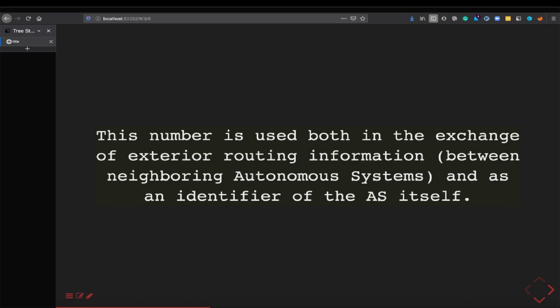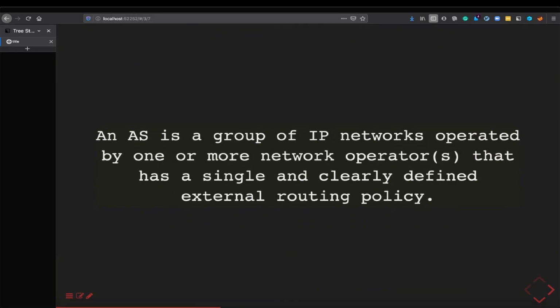To understand this, you obviously need to know what an autonomous system is. An autonomous system, or an AS, is a group of IP networks which are operated by one or more network operators that has a single and clearly defined external routing policy. Confused? Yes, even I was.